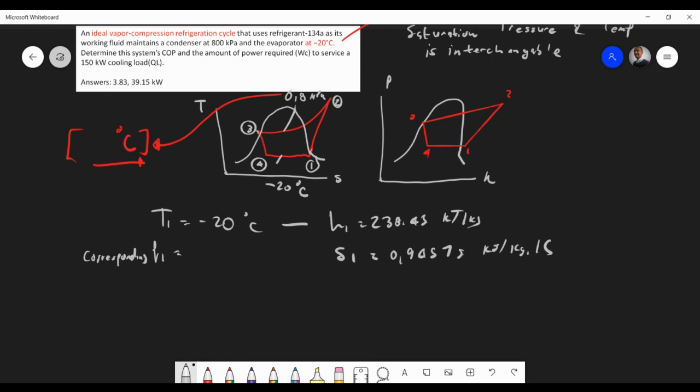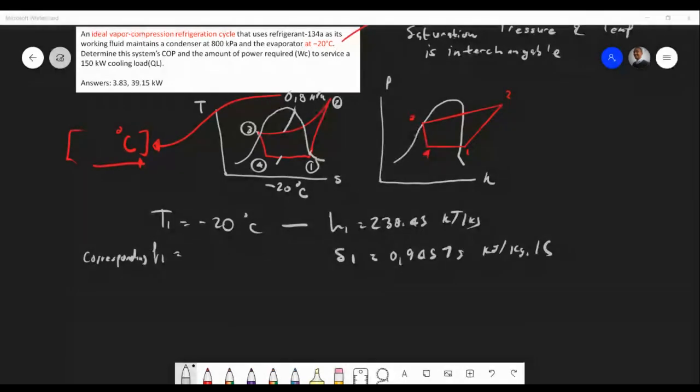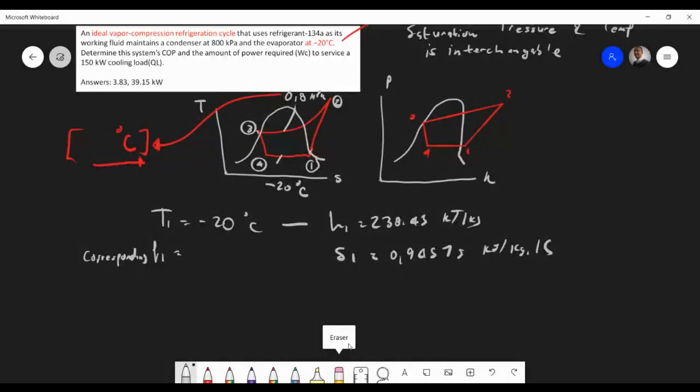Silas, do you have an idea? Look on the tables. 31.31. That's for the pressure. Let's see Prof. Abdul there. That's for the pressure, no? 800. Beautiful. Exactly.